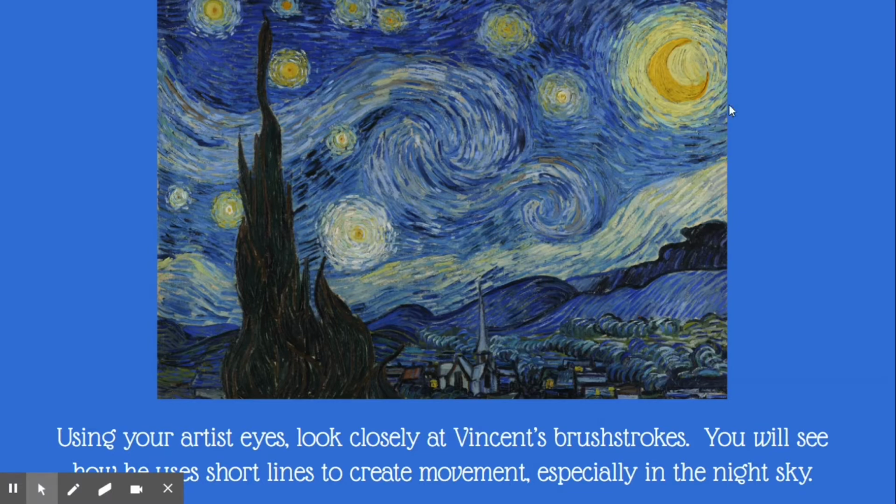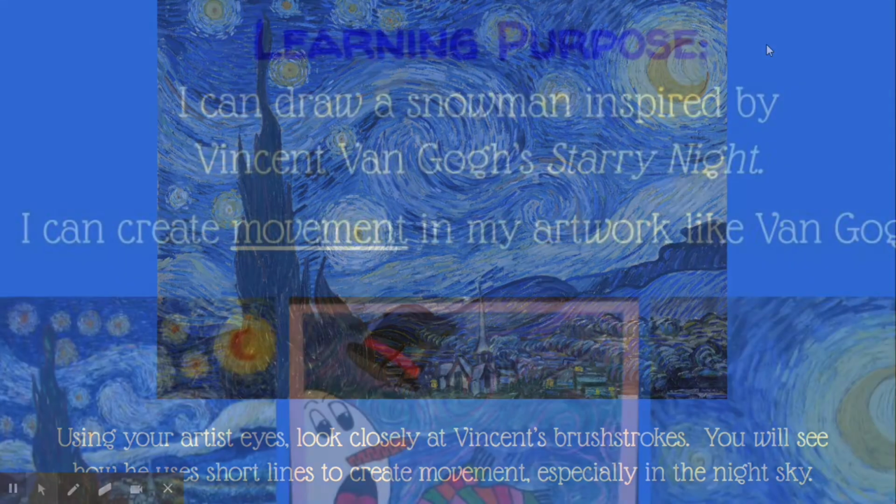And then same thing, he's got the circular ones up here. It's not a long continuous line. He liked to use short lines. So again, just take your artist eyes for just a moment and look at that, because what we're going to do is we are going to be creating our own version of Starry Night. With it being winter time, we are going to be drawing a snowman, and then the background is going to be inspired by this painting. So again, take another second, look at those details, think about the colors you see, and then we'll get ready to get started.